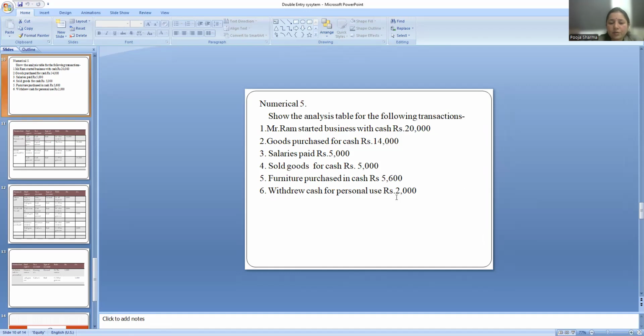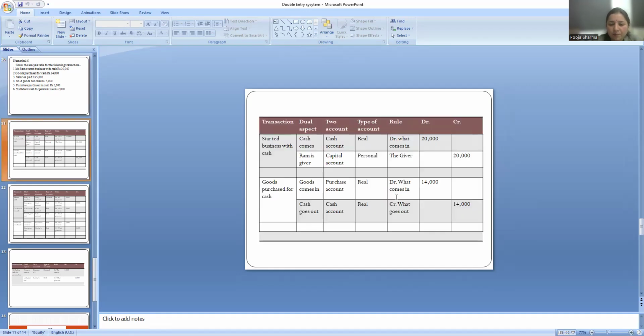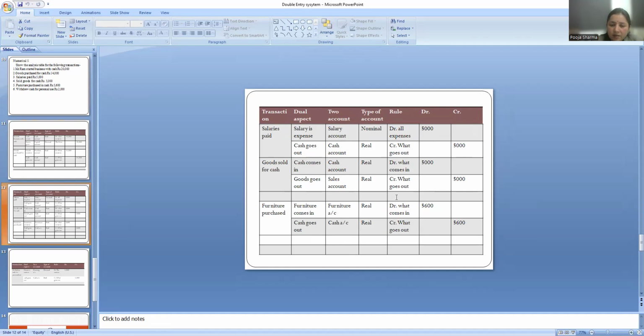The third transaction is salaries paid rupees 5,000. Here salary is an expense. The two accounts are salary and, second, cash. Salary account will be debited as per the nominal account, and the cash account comes in the real account. So as per that, cash will be credited.